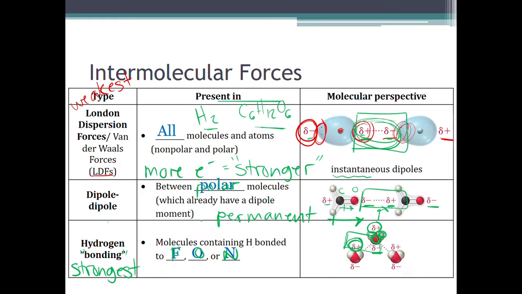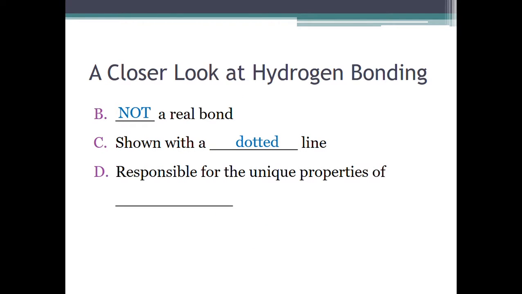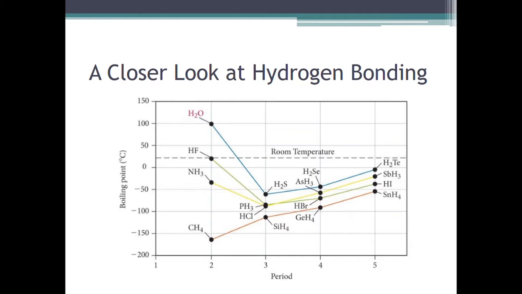So back here, you can see in this picture, we've got this dotted line between our two water molecules. That's the hydrogen bond. The dotted line is the hydrogen bond, and it is responsible for the unique properties of water. Surface tension, expanding when it freezes, all that good stuff comes from hydrogen bonding. All right, so here you can see, and we're going to talk about boiling point a lot more in just a second.